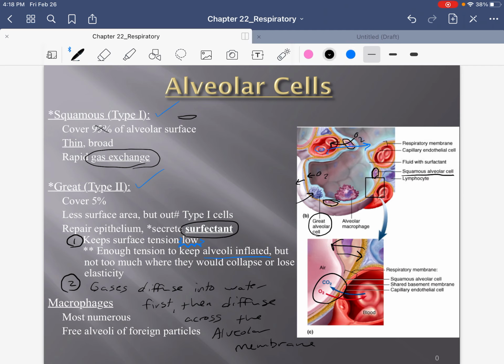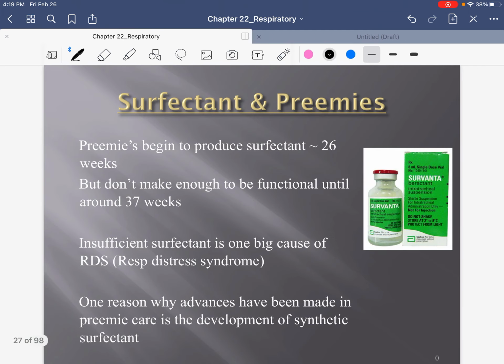Excellent. We also have some macrophages in the area, which are some white blood cells, which is perfect. We have air coming in from the outside, so we want to have some white blood cells right there to help us. But I'm not going to ask you that. Just know the type 1 and type 2. Pretty cool, huh? Here's some information on surfactant and premies.